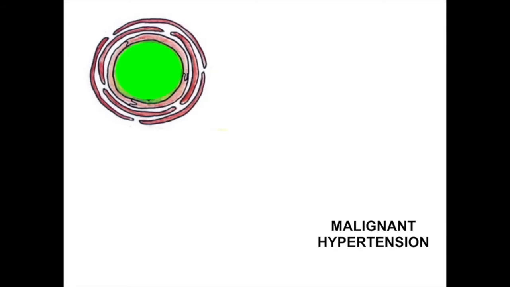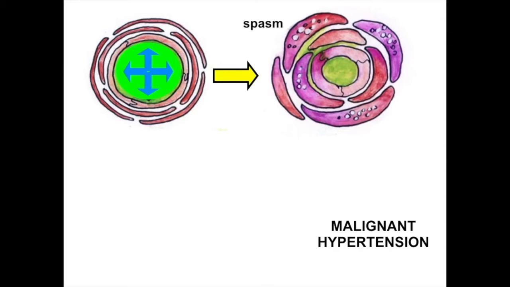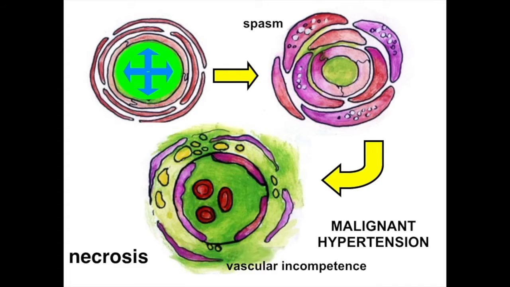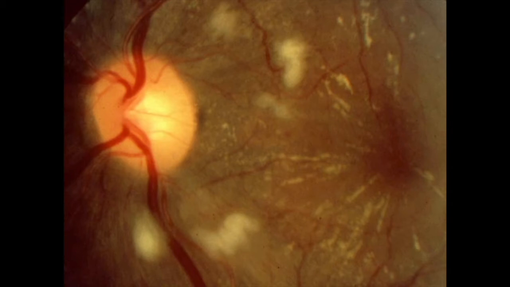In malignant hypertension, if the pressure is high enough and present long enough, this can lead to focal spasm of the arteries. If the spasm is severe enough, it can give rise to vascular necrosis and vascular incompetence. This is responsible for the spectrum of changes that we see in malignant hypertension, including a poorly formed macular star figure. In this case, there's retinal edema and multiple cotton wool spots.